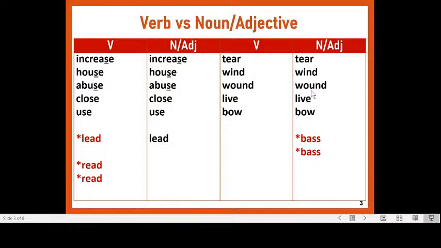And wound, like I was chopping vegetables, I cut my hand, and I'm having a big wound in my hand. So wound is a noun. The meaning of the same word as a verb and as a noun may not necessarily be the same, like increase and increase, or house and house, or abuse and abuse. For example, close and close, they have two different meanings, but use and use, they have the same meaning, more or less.